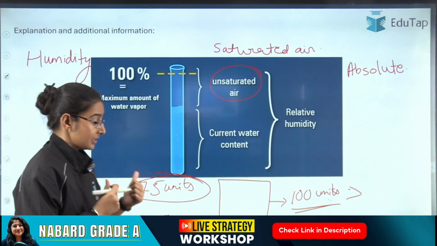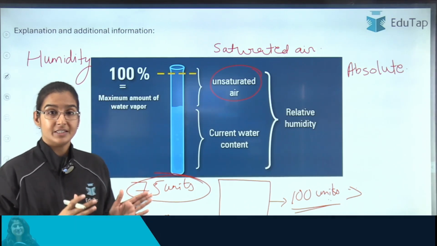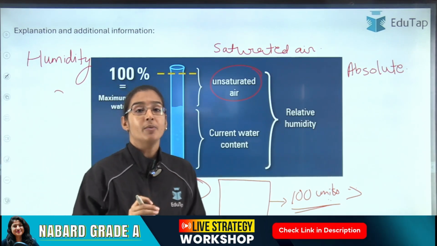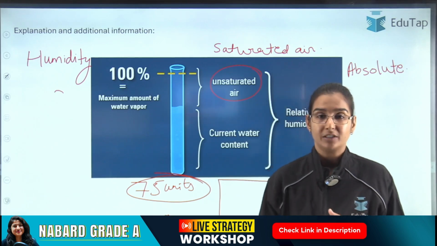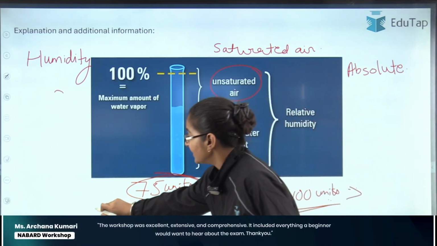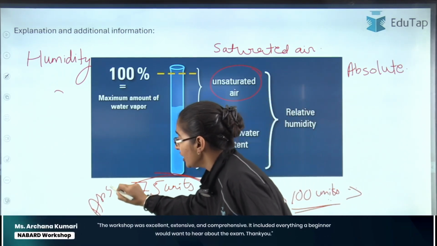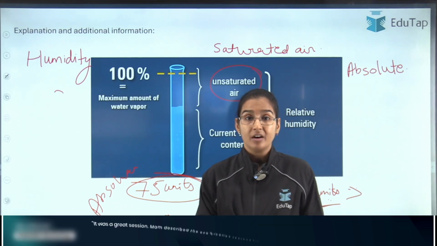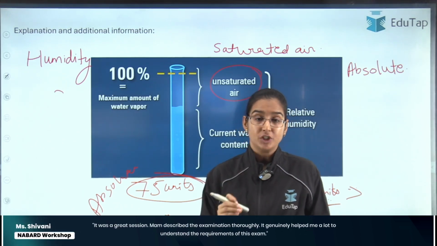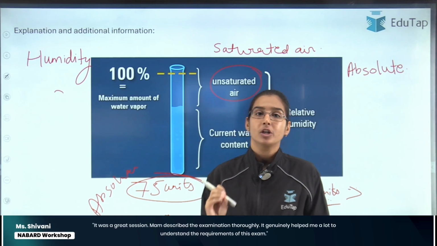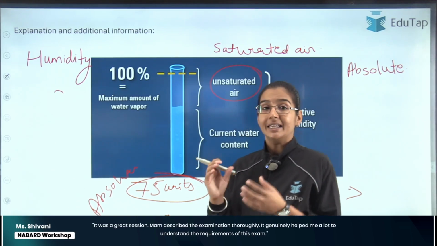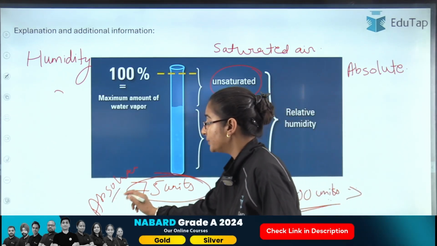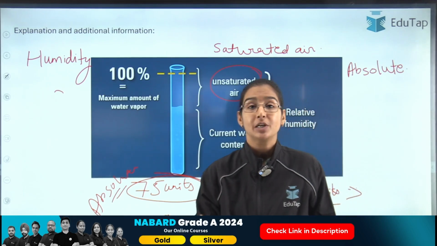Now this amount of water vapor which is there, irrespective of what is the temperature, irrespective of what is the maximum water holding capacity of the air, this is known as the absolute humidity, right? So the actual amount of water vapor which is there in the air, irrespective of what is the temperature, irrespective of what is the maximum water holding capacity of the air, that level of humidity is known as the absolute humidity, right? It is an absolute number.